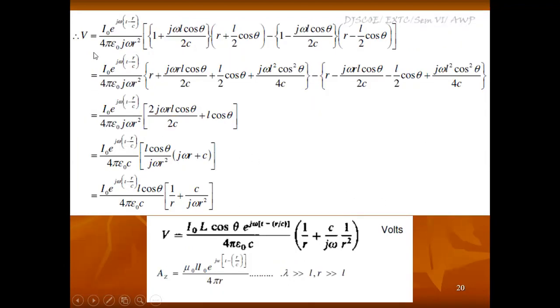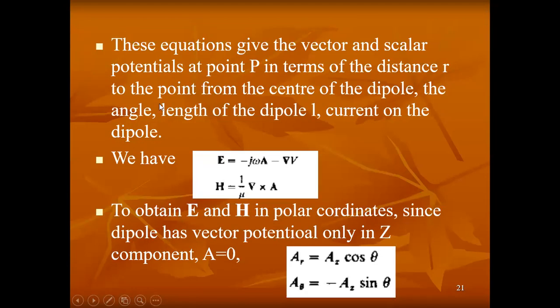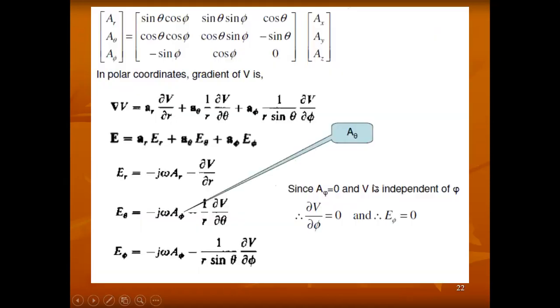Now this is again a simplification of the vector potential. So finally we got the scalar potential and the vector potential. This is the scalar potential and this is the vector potential. We take these into the equations we had initially for E and H, because we have to find the electric field and magnetic field. The Poynting vector is used here.